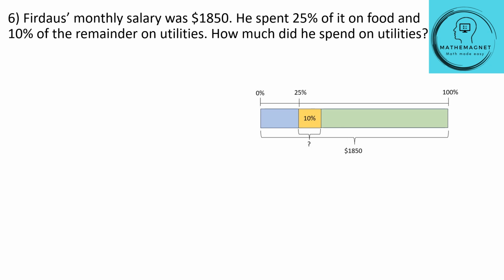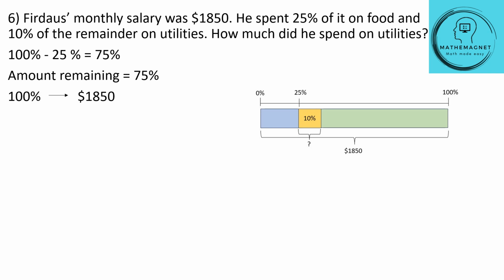Okay, so let's see how to go about it. We know the remainder percent will be 100 minus 25, which is equal to 75%. So the remaining amount that he has with him is 75%. Now let's see how much is 75% first. So we know 100% is 1850. 75% will be 75 into 1850 divided by 100, which is equal to $1387.50. So this is the amount that he has in hand after spending 25% on food.